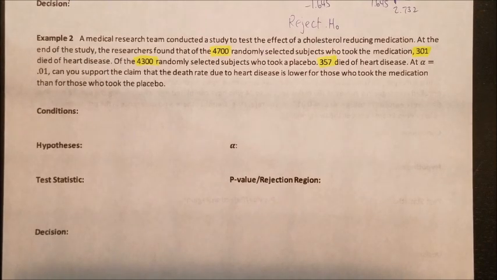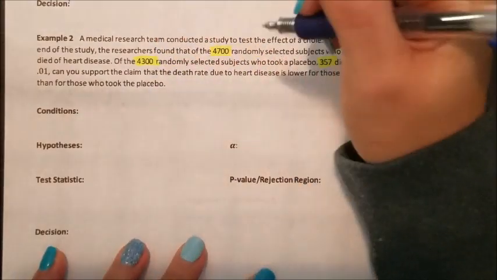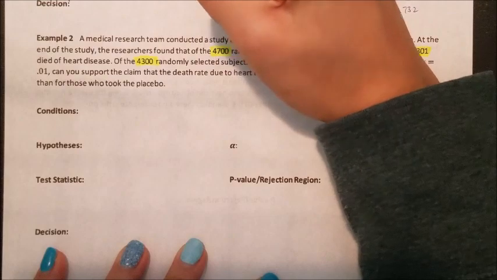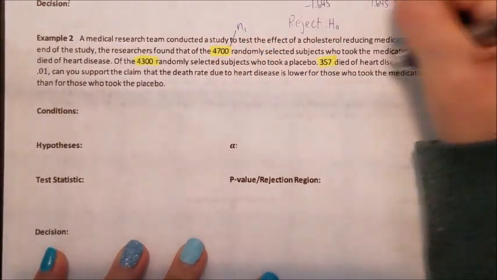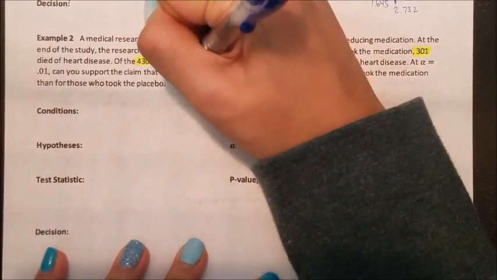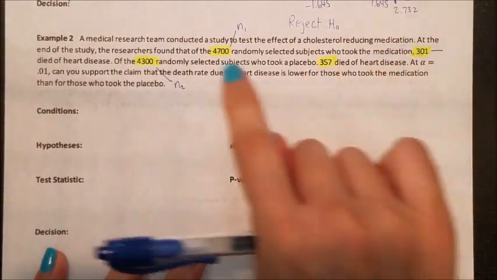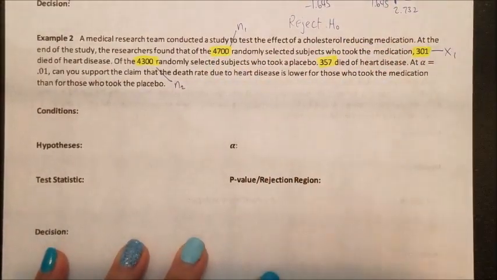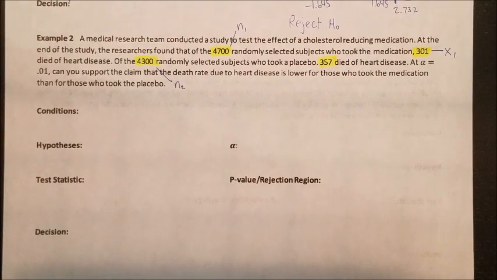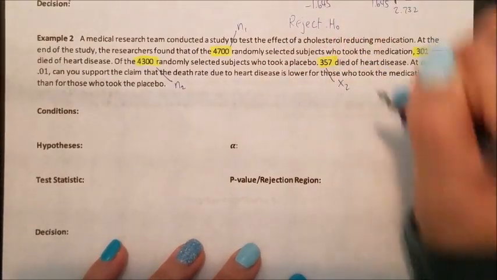So we're trying to see, can you support the claim that the death rate due to heart disease is lower for those who took the medication than for those who took the placebo? But because we didn't get percents, we need to calculate them ourselves. The nice thing is, if they don't give you a percent, that means this first number here in our first sample, that's your x1. So they've already given that to us. We just don't have to calculate that. We just need our percents, and that'll be x2.